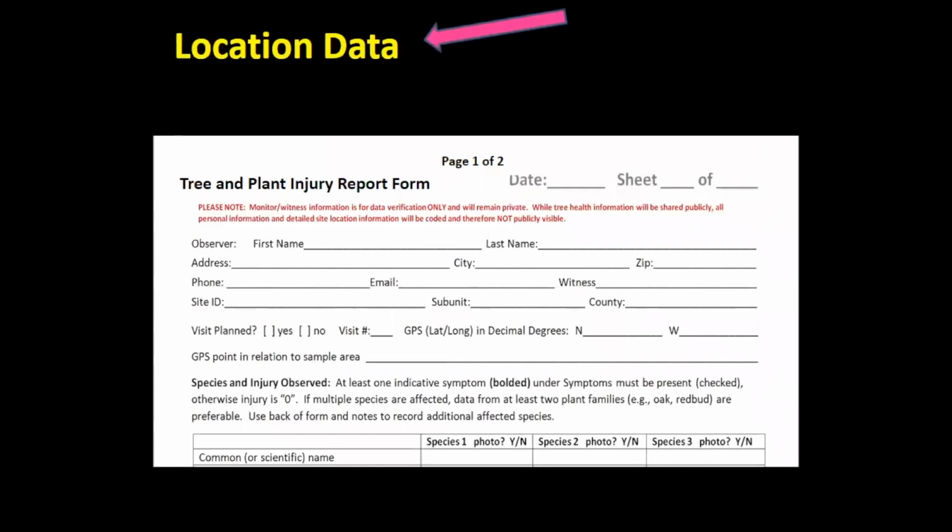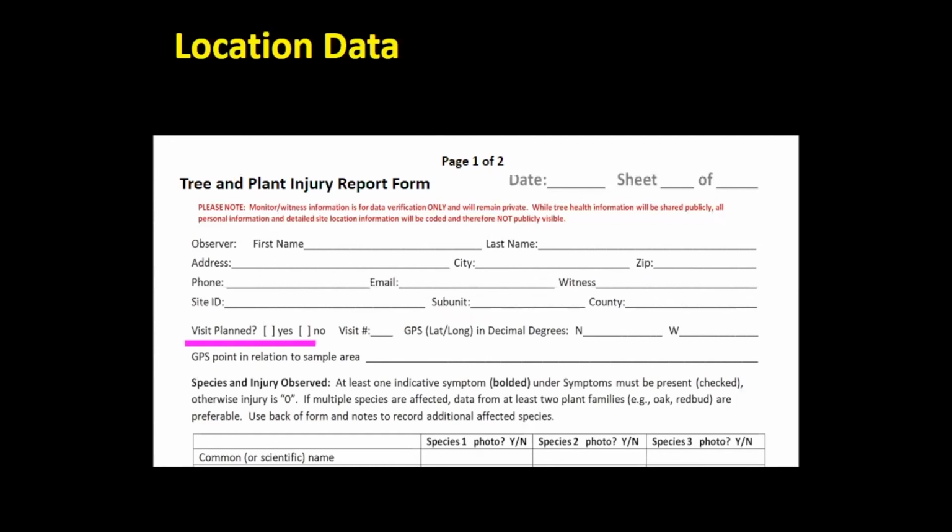Next, the location data. What are we asking there? Well, first of all, we just ask you to give each site a name. We call it the site ID. And if it's a very large site and you're doing a small portion of it, you may want to designate a subunit to the site as well. In addition, we ask you to record the county that the site is located in.